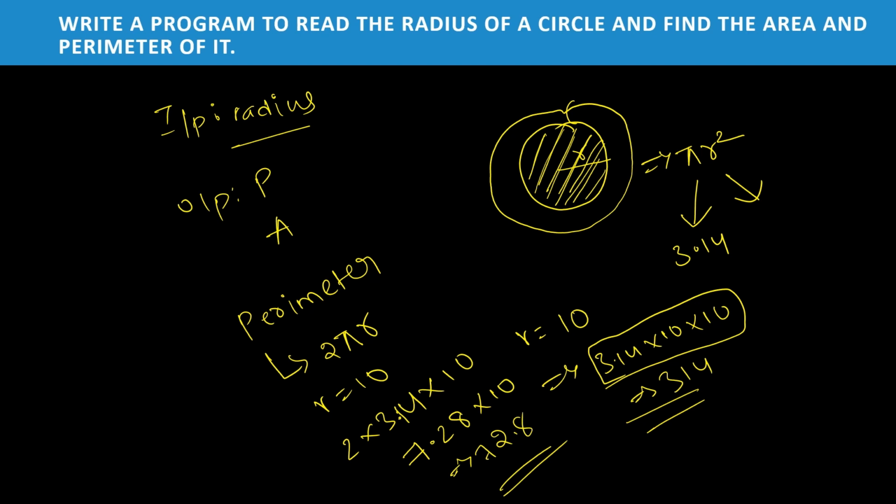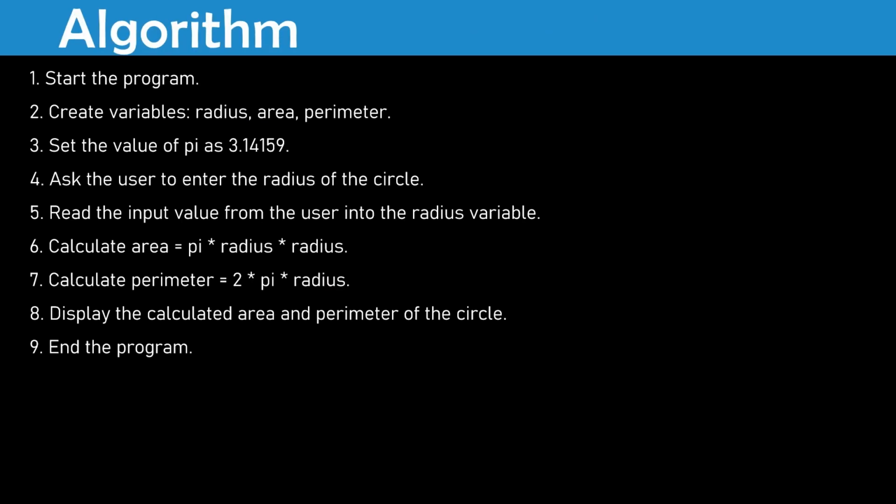What we did: first we took the radius as input and we did the calculation 3.14 into 10 into 10 for area. After that, for perimeter, 2 into 3.14 into 10. Here, 3.14 is common in both, so we will store it in another variable. Okay, now let's go to the algorithm.